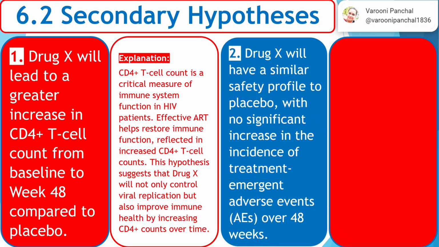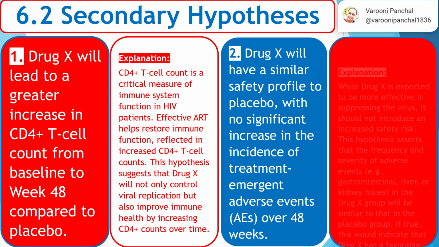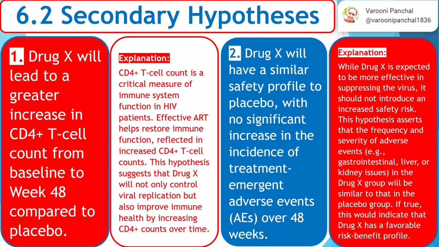Number 2: Drug X will have a similar safety profile to placebo, with no significant increase in the incidence of treatment-emergent adverse events, AEs, over 48 weeks. Explanation: while Drug X is expected to be more effective in suppressing the virus, it should not introduce an increased safety risk. This hypothesis asserts that the frequency and severity of adverse events, e.g., gastrointestinal, liver, or kidney issues, in the Drug X group will be similar to that in the placebo group. If true, this would indicate that Drug X has a favorable risk-benefit profile.